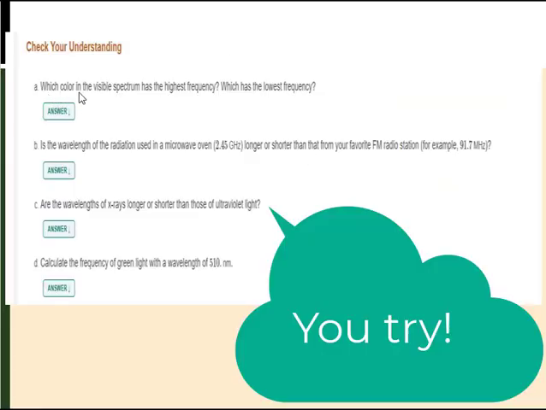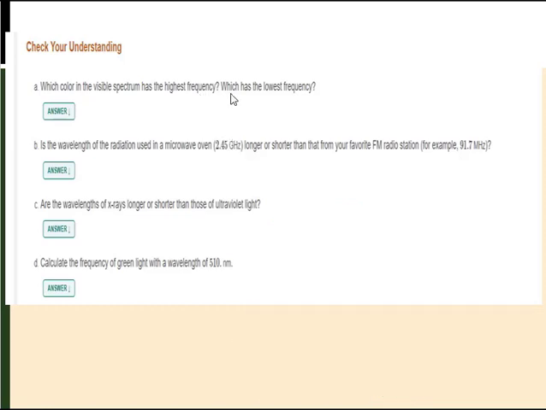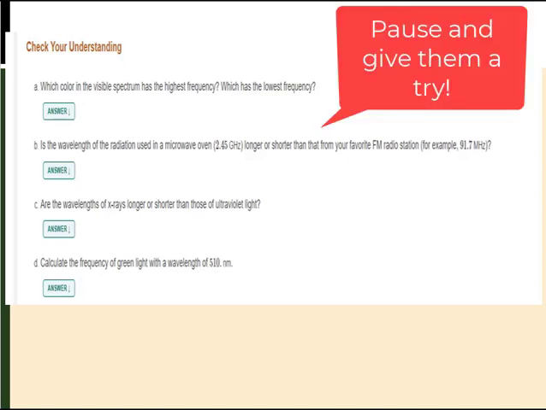Which color in the visible spectrum has the highest frequency, and which has the lowest frequency? Is the wavelength of the radiation used in a microwave oven, which is given to you as 2.45 gigahertz, longer or shorter than that from your favorite FM radio station, like 91.7 or 103.3 megahertz? Are the wavelengths of X-rays longer or shorter than those of ultraviolet light? And calculate the frequency of green light that has a wavelength of 510 nanometers. Try those and we'll go over the answers in just a second.